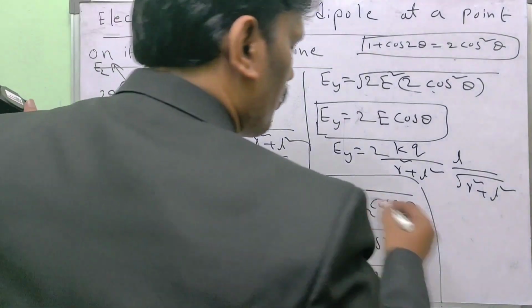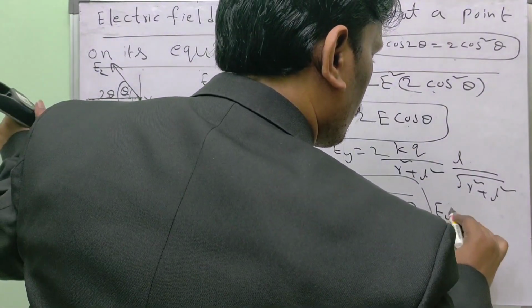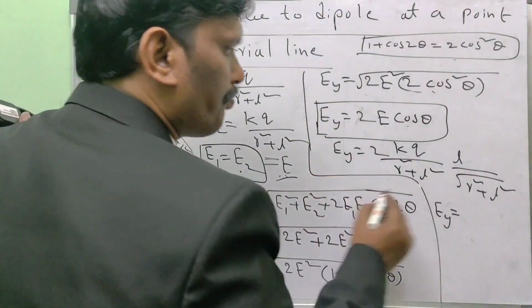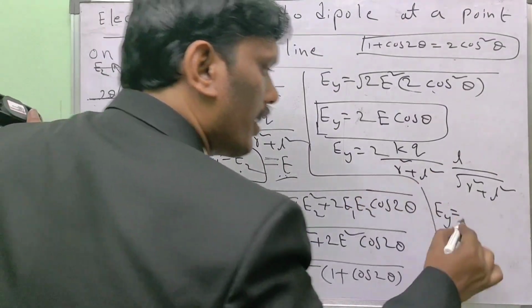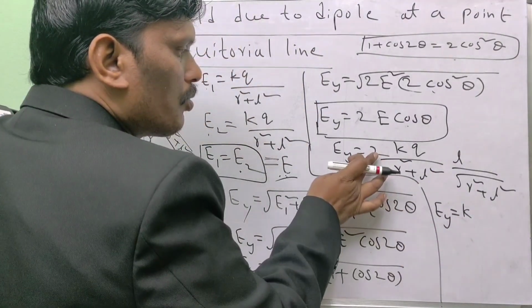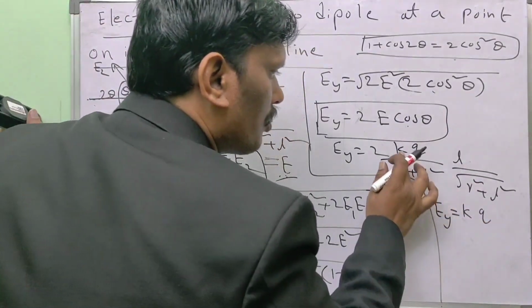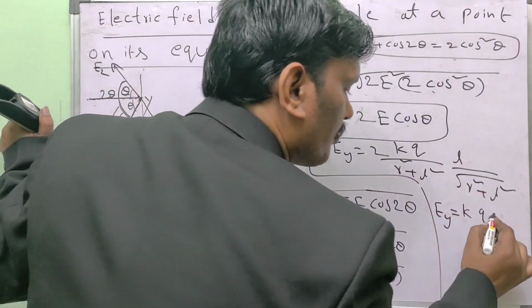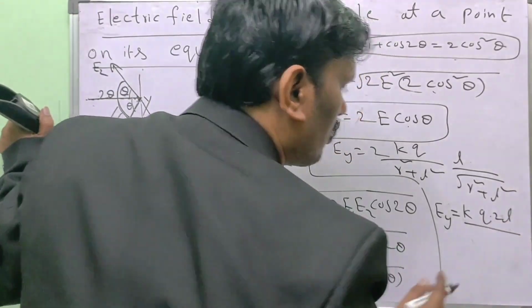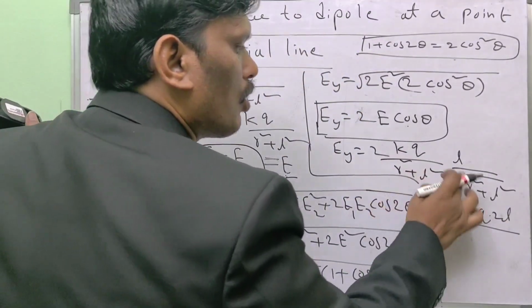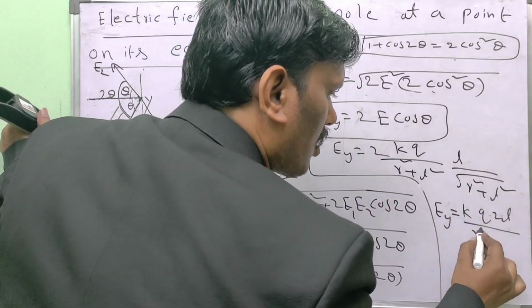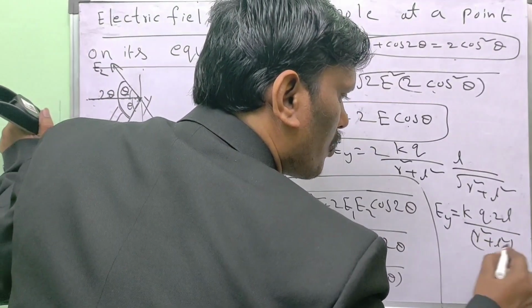So finally we are going to get Ey is equal to, observe here, K into Q into 2L upon R square plus L square times root of R square plus L square. That is R square plus L square whole power 3 by 2.